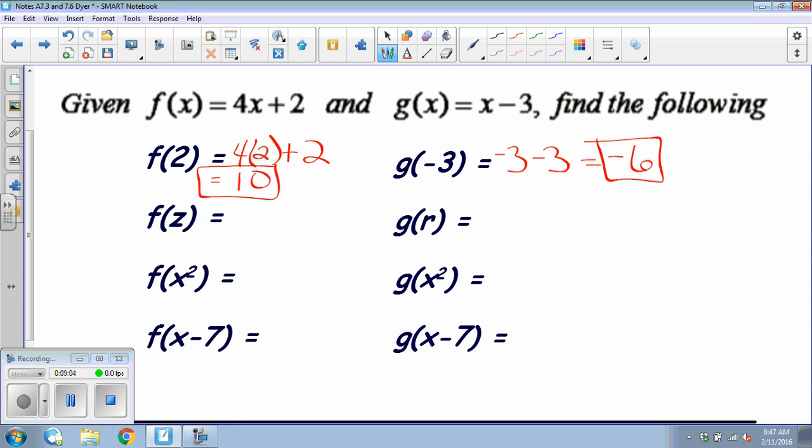Now, I can replace x with anything they tell me to replace it with. Not just a number, I can replace it with anything. I just have to do what they tell me to do. So they tell me to find f of z. Well, instead of 4 times x plus 2, it's 4 times z plus 2. That's f of z. If I had to find g of r, instead of x minus 3, it would be r minus 3. This is replacement, substitution, all we're doing.